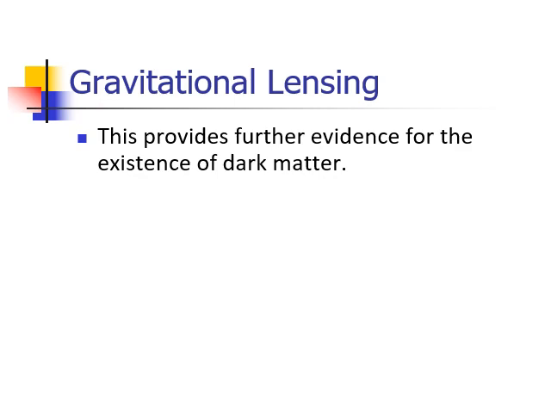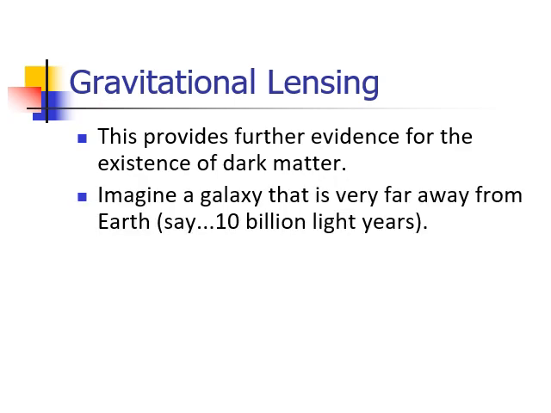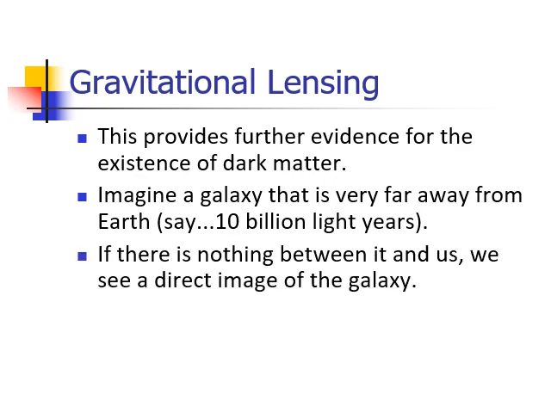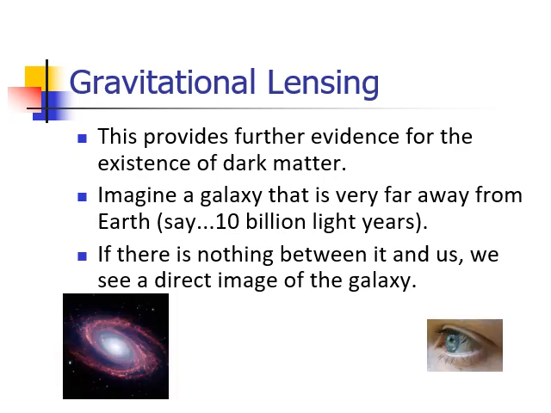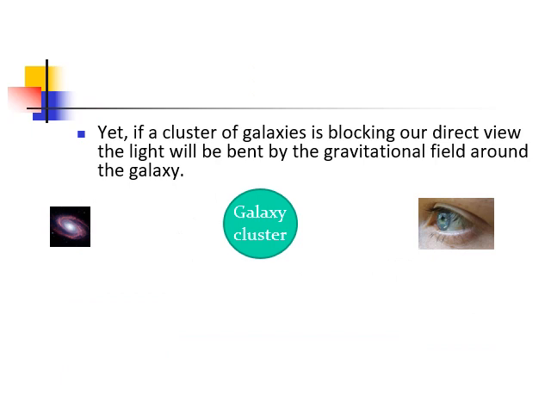There is some evidence of the existence of dark matter, and this comes in the form of gravitational lensing. So if we're looking at a galaxy that is a long way away from the Earth, perhaps 10 billion light years, then if there was nothing between us and that galaxy, we would see a direct image of that particular galaxy. But the reality is that there are things between us and the galaxy, and those things can bend space and time and cause the gravitational field to adjust it, and therefore we get what we call gravitational lensing.